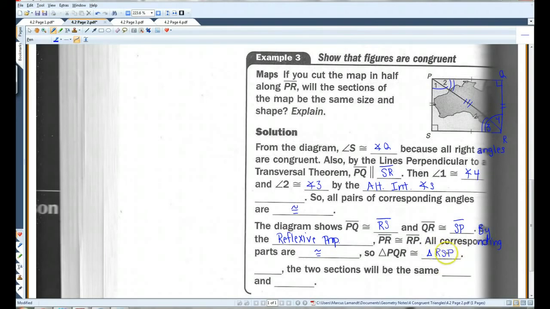Remember, make sure you order the letters correctly. So, P, that's this one, has to be the same place as R, because those are the corresponding angles. Q, that's this one, has to be the same place as S, because those are the corresponding angles, etc. So, the answer is yes. The 2 sections will be the same size and shape.